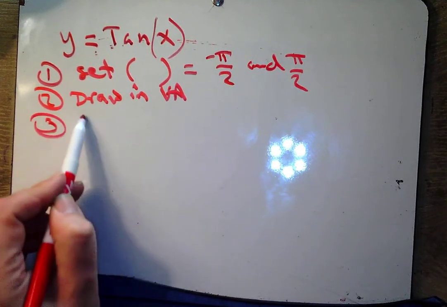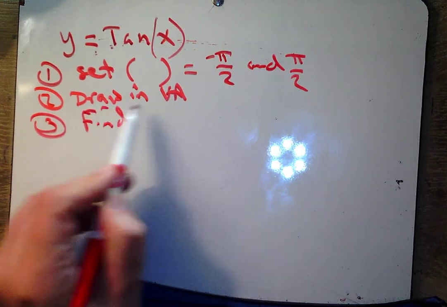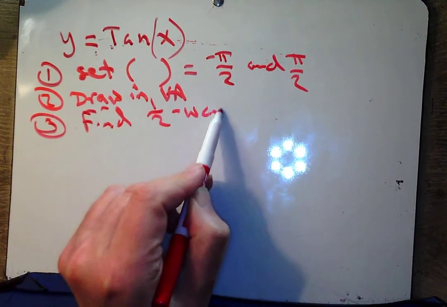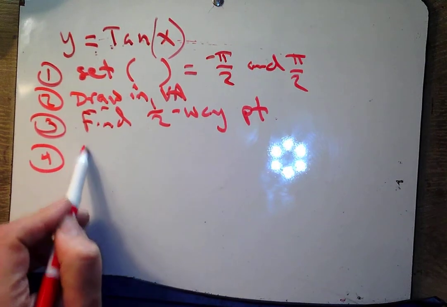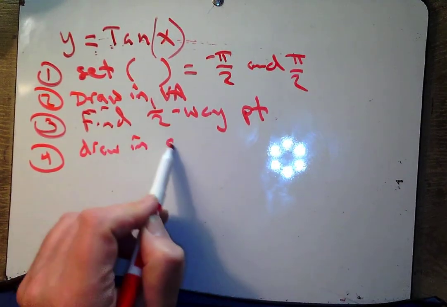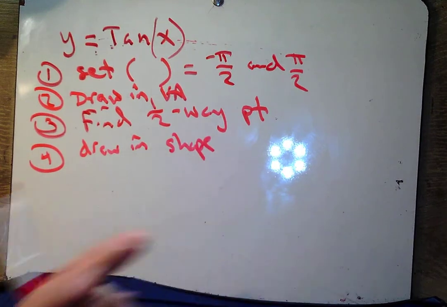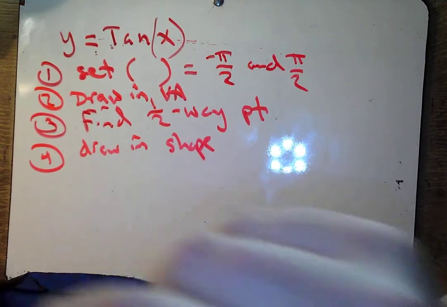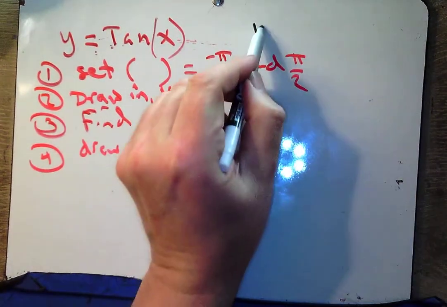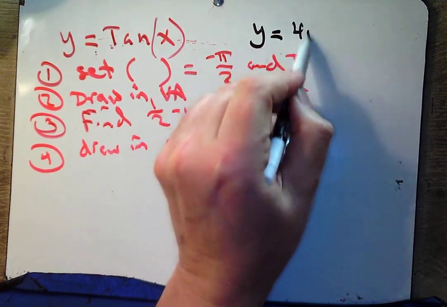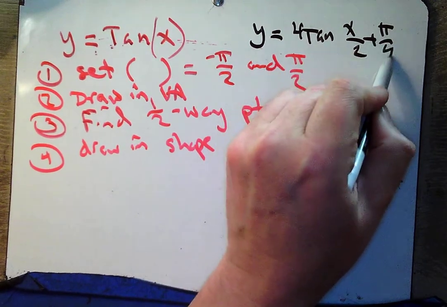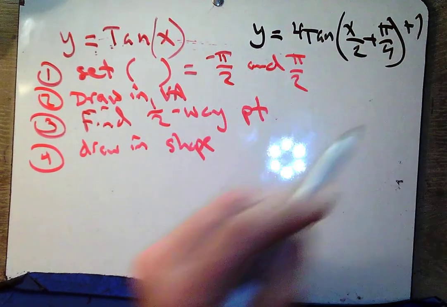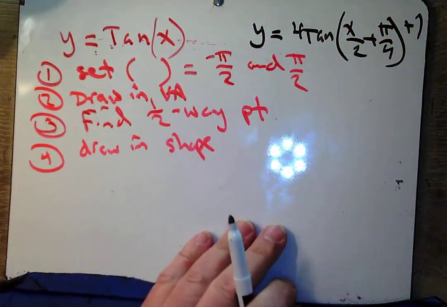Step 3, find the halfway point, and step 4, draw in our shape. What do I mean by this? Let me show you. If I have something like y equals 4 tangent of x over 2 plus pi over 4, plus 7. I can't imagine anything worse than that.